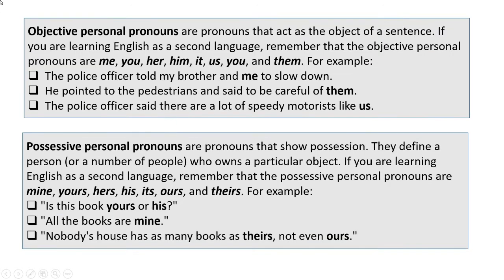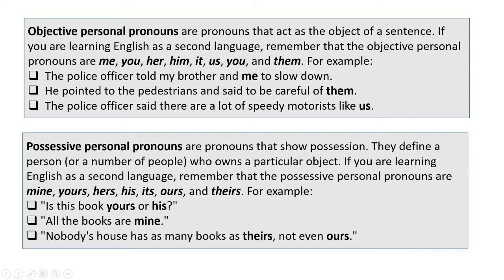Okay, now see another example. Objective personal pronouns are pronouns that act as the object of a sentence. If you are learning English as a second language, remember that the objective personal pronouns are me, you, her, him, it, us, you, and them. For example, the police officer told my brother and me to slow down. He pointed to the pedestrians and said to be careful of them. And the police officer said there are a lot of speedy motorists like us. So see that me, them, and us.